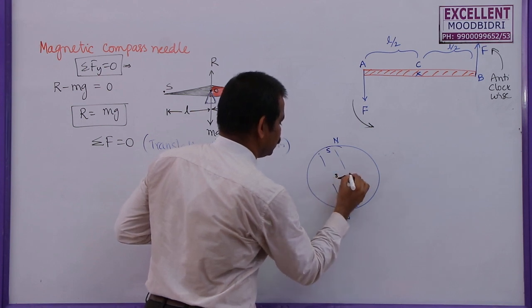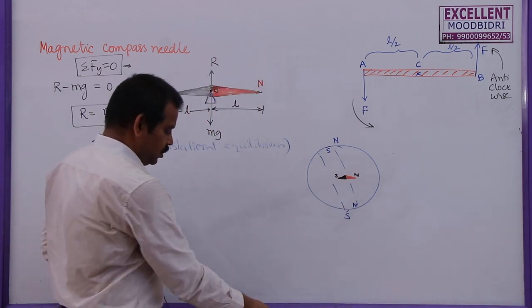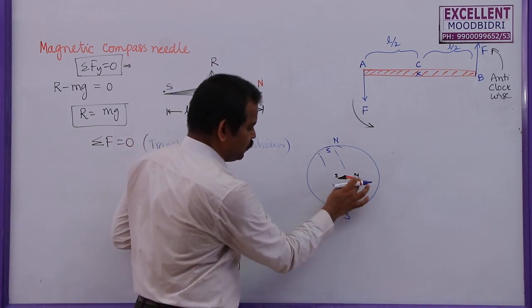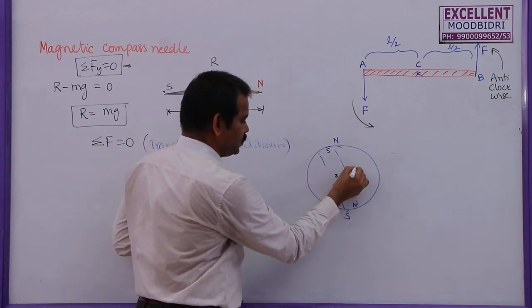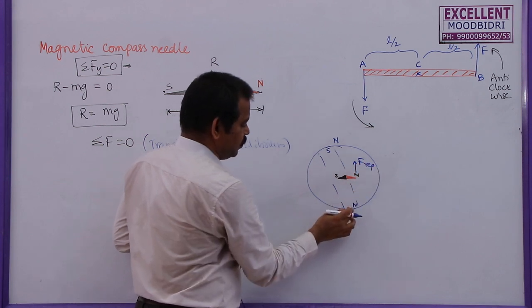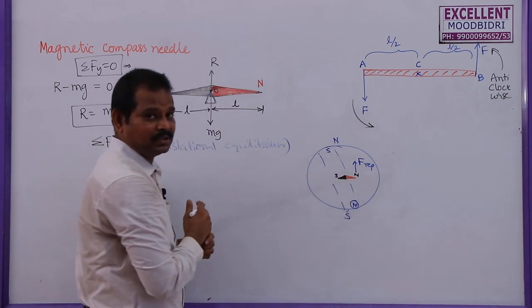So this is the south pole and this is the north pole. We know that north poles repel each other, so these two repel each other. The repulsive force will act in this direction. This is the repulsive force between the north pole of the earth magnet and the north pole of the compass needle.